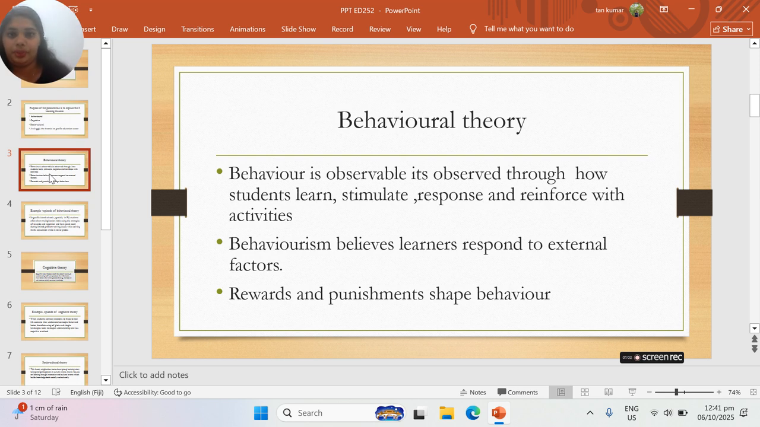Behaviorism theory. Behaviorism focuses on what we observe, the learner's action. This theory is especially effective for building foundation skills and managing behavior. Behaviorism is observable and is observed through how students learn: stimulate, respond, and reinforce with activities. Behaviorism believes learners respond to external factors. Rewards and punishments shape behavior.